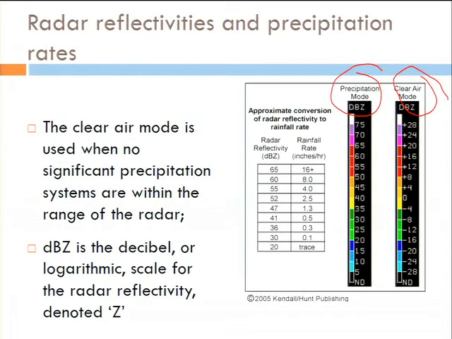And so why would we even bother with clear air mode? Well, we can actually track wind movements by following things like insect plumes or bird plumes. So we can actually see sort of flocks or swarms of insects or birds, et cetera, on the radars when we're in clear air mode.